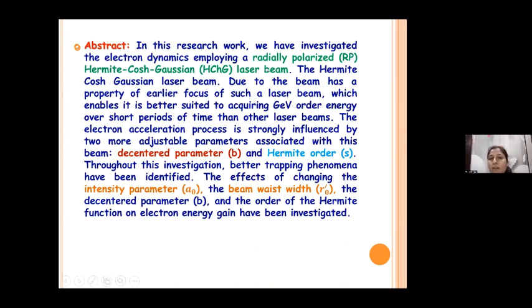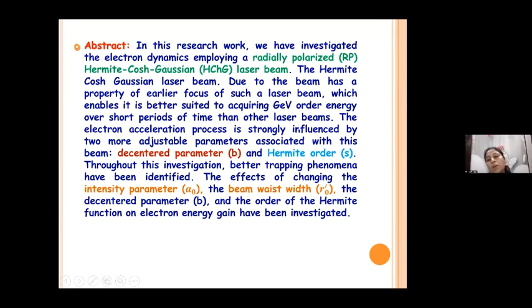So in this case, we have investigated the electron's dynamics. We have seen the electron velocity, energy, and other profiles, employing a radially polarized Hermite cosh Gaussian laser beam. Due to the property of the beam, it has an interesting property that it can focus earlier as compared to the other laser beams, so that it is better suited to acquire higher energies, for example, GeV order energies, over a shorter period of time than the other laser beams.